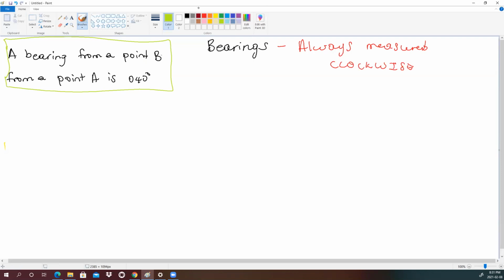Now, when you want to work with bearings, you almost always need to sketch your bearing, right? You have to sketch it to see where it is set. So let us try and sketch this now. It says a bearing of a point B from point A. So this will be off.